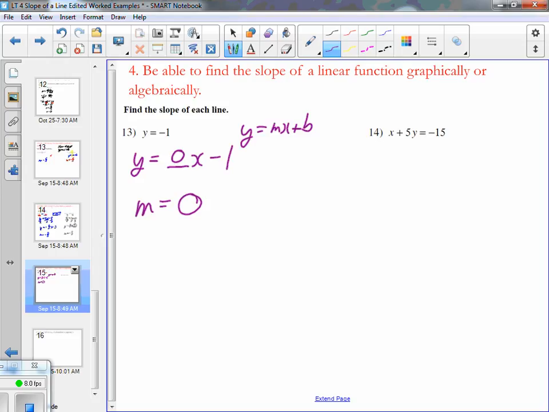Okay. Do number 14 on your own. Solve it for y. 14 is not like 13. It's like the 2 we did just a minute ago. Solve it for y so that you put it in slope-intercept form.